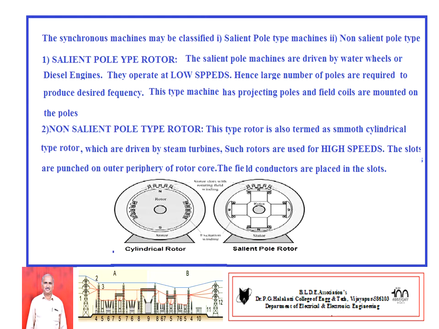That means non-project. Salient means project. Non-project pole type of rotor. Hence, you observe the first diagram. In the rotor core itself, field windings are kept. Poles are also formed there only, but no poles are projected from the outer core surface.